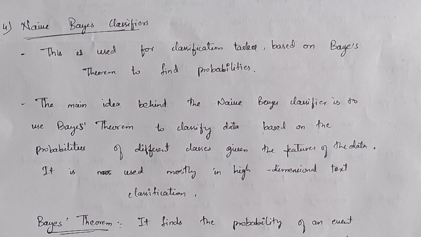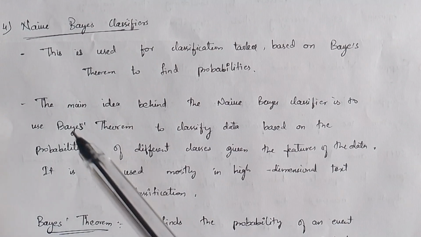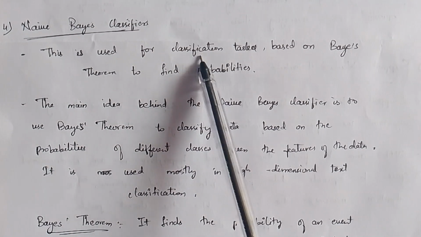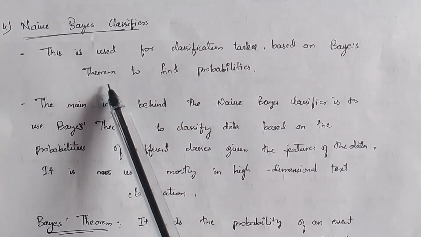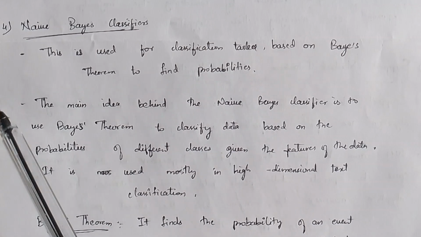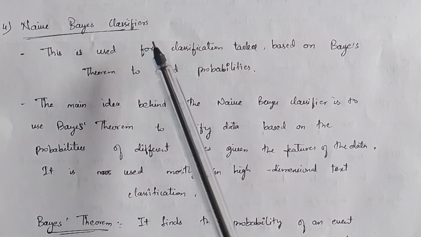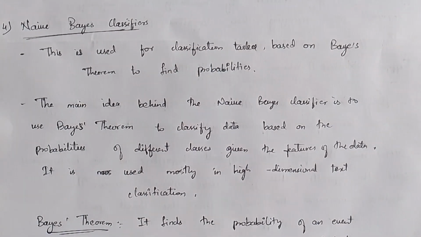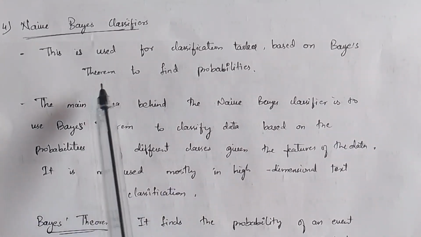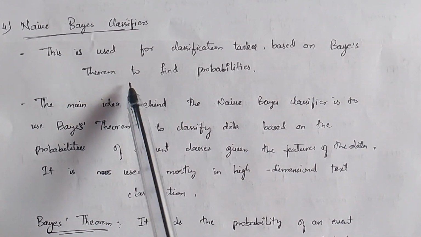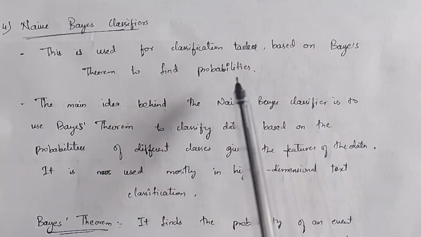Now we have our fourth algorithm of classification in supervised learning, that is naive Bayes classifiers. This is used for classification tasks and is based on the Bayes theorem to find probabilities. Let's see what this Bayes theorem is further. It is used for finding the probabilities.